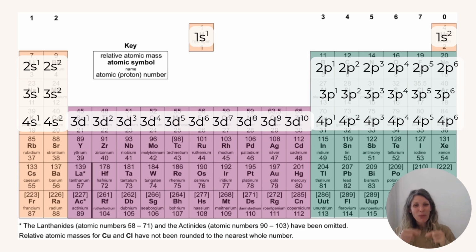Okay, let's skip along a little bit further and look at something now in the D block. So let's pick, I'm just referring to my periodic table here, titanium.